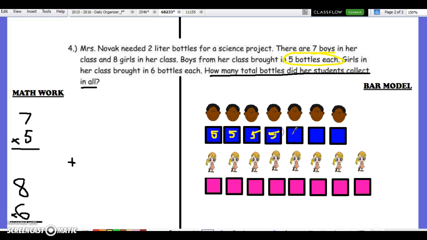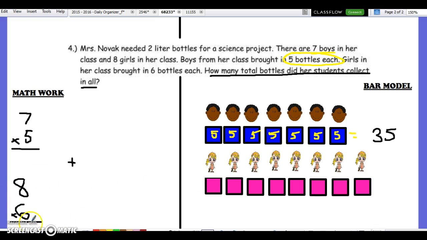And then, because I know that multiplication is simply repeated addition, I just need to take these 5s and add them. 5, 10, 15, 20, 25, 30, 35, which means the boys brought in a total of 35 2-liter bottles of Coke. And then I do the same thing for the girls.